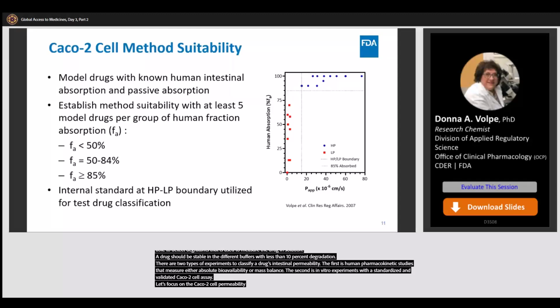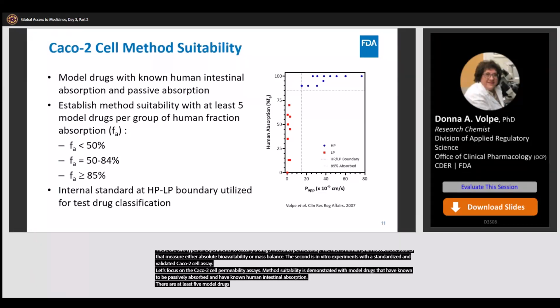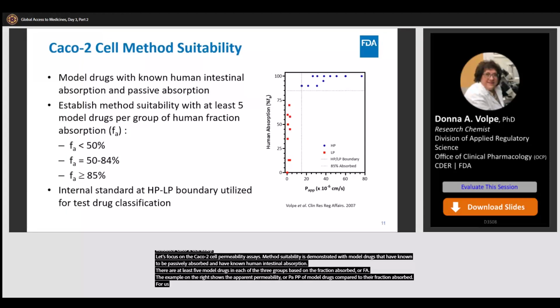Method suitability is demonstrated with model drugs that are known to be passively absorbed and have known human intestinal absorption. There are at least 5 model drugs in each of the 3 groups based on the fraction absorbed, or FA. The example on the right shows the apparent permeability, or PA/PP, of model drugs compared to their fraction absorbed. For us, labetalol was at the boundary between high and low permeability drugs.